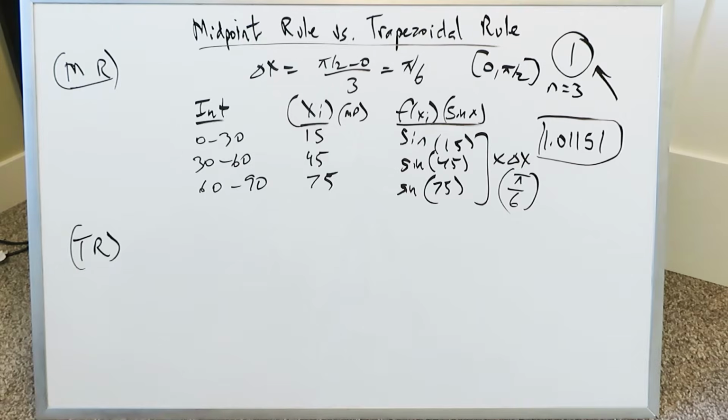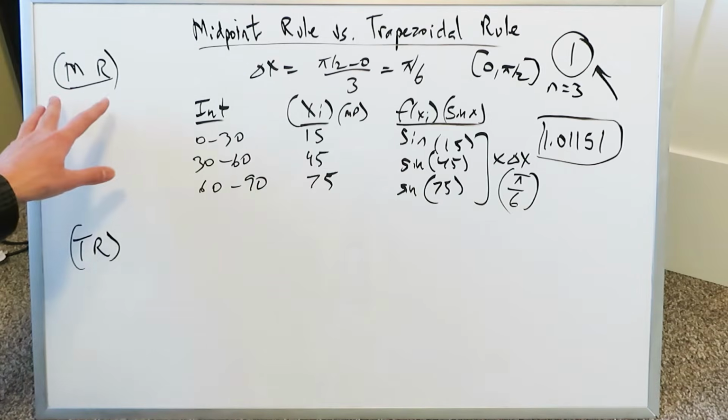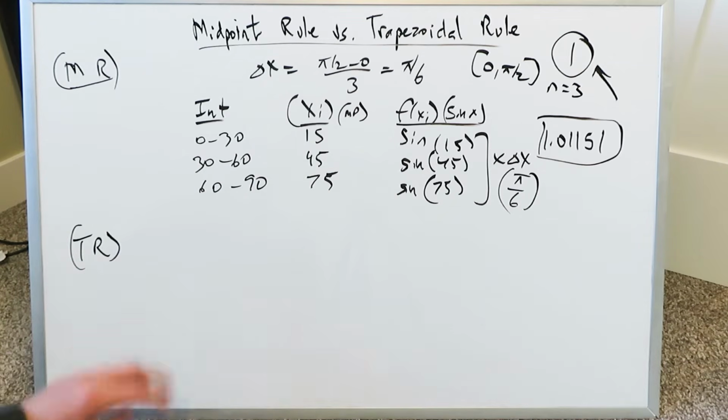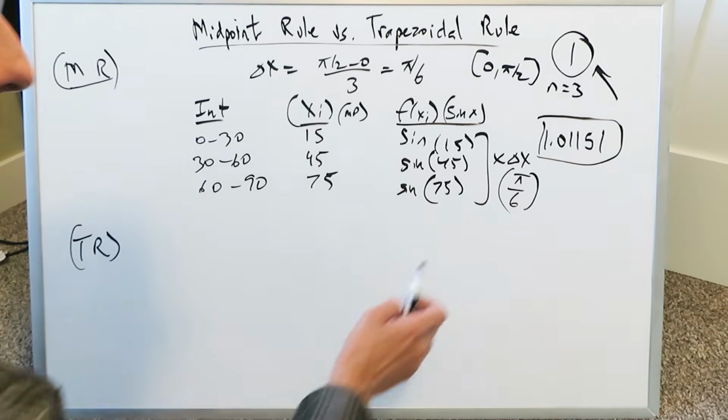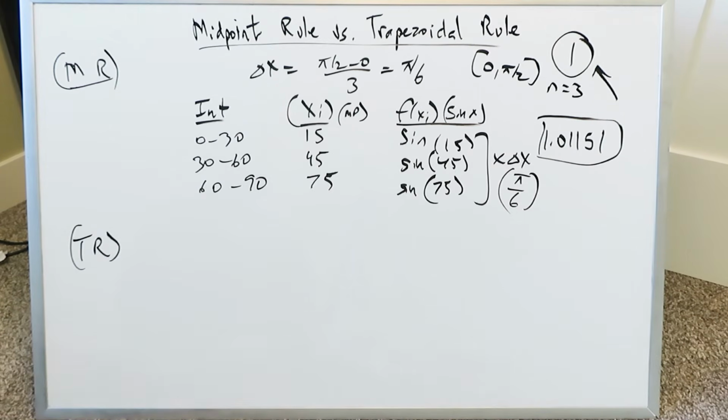Keep in mind, sometimes the midpoint rule will be overestimated slightly, and sometimes the trapezoidal rule will be overestimated. In some instances this will be underestimated, in others that will be underestimated, but in general the midpoint rule is always slightly more accurate than the trapezoidal rule. Now we have a value here, 1.0115, determined from the midpoint rule.